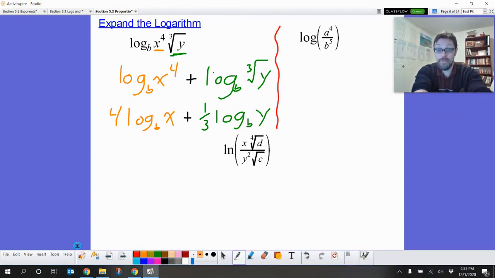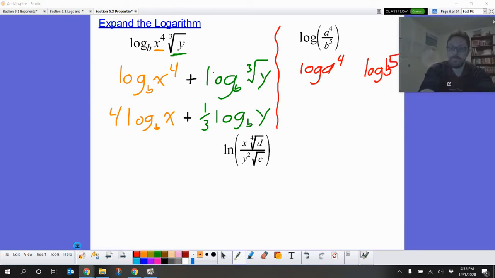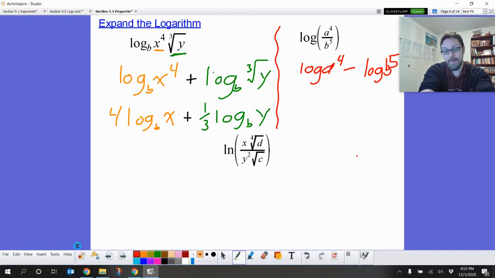So here I've got two things being subtracted. Once again, I'm going to break it into two logarithms. I've got my numerator, and I've got my denominator. I'm kind of in the way. All right. Numerator and denominator, and since they are being divided, I need to subtract them. Just like you would with exponents. You would subtract the exponents if they're being divided.